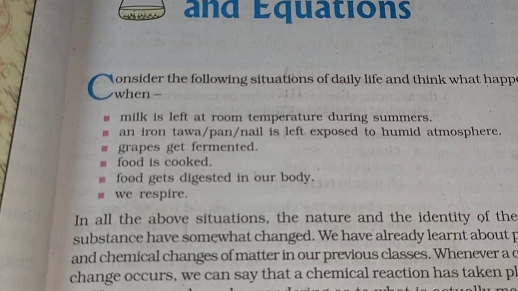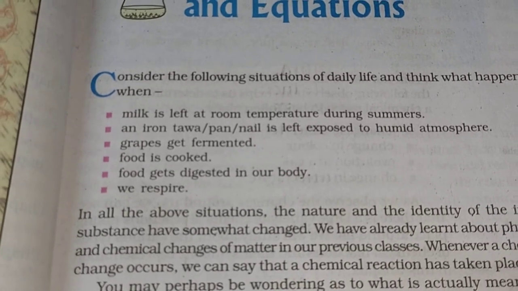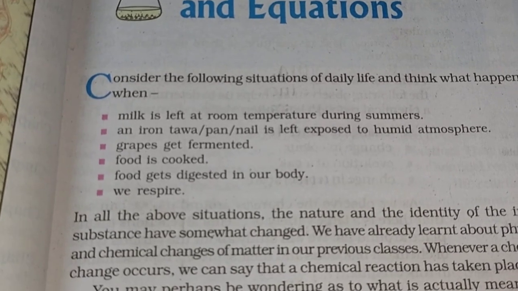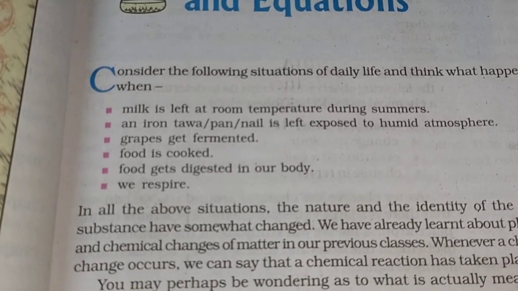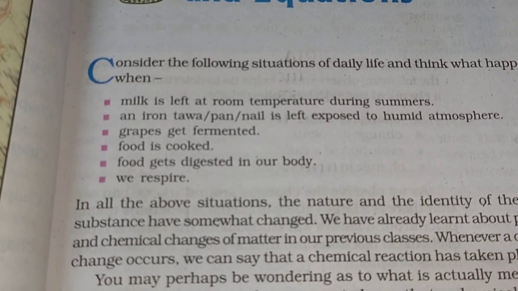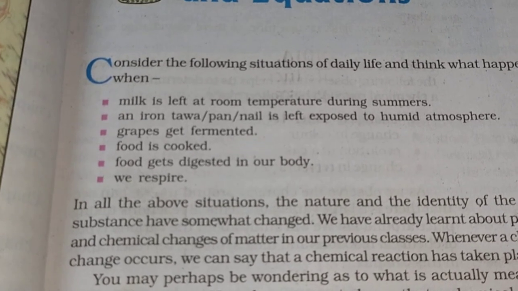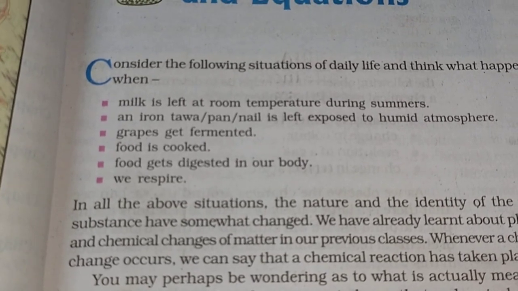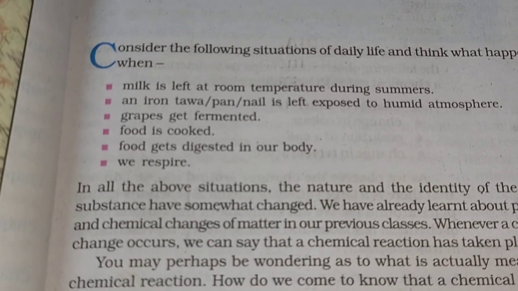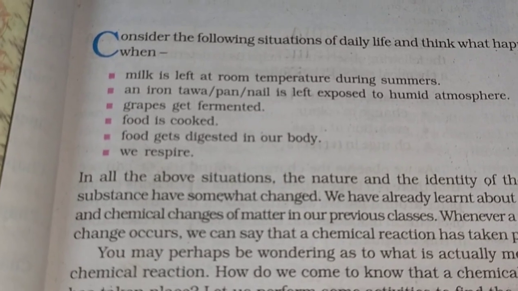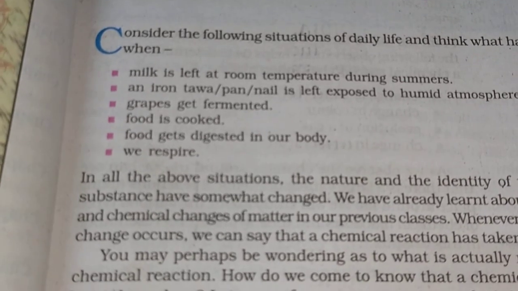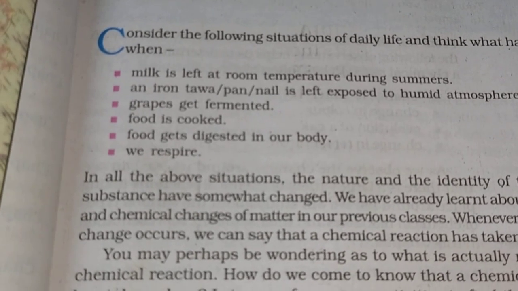Then grapes, when they get fermented, what happens? They will be converted into wine. When food is cooked, what happens? It will get cooked and it changes its texture. Then when food gets digested in our body, its structure is also changed. Complicated molecules are converted into simple glucose molecules. When we respire, what happens? Oxygen is taken inside and carried to the lungs and all the body parts. In return, carbon dioxide comes outside, exhaled out.